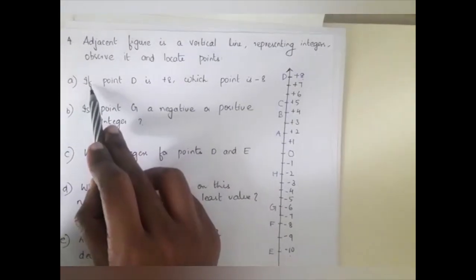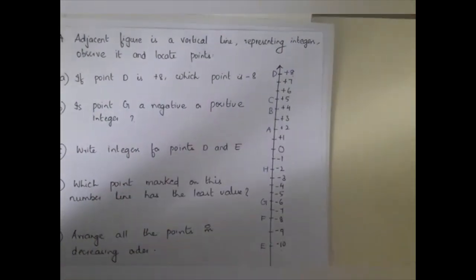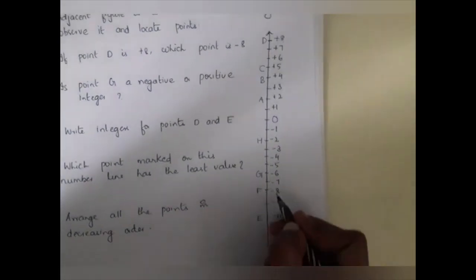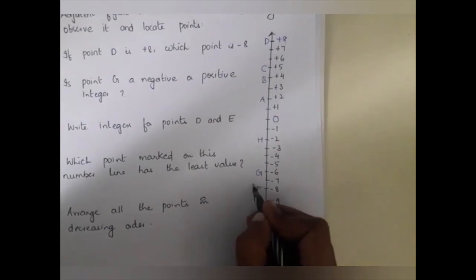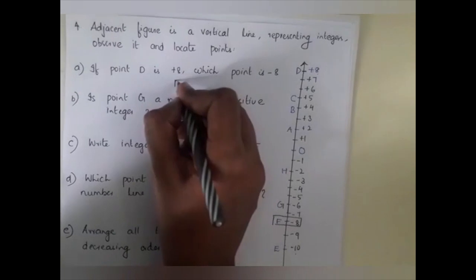So first read the question. If point D is positive 8, which point is minus 8? So here point D is positive 8. Which point is minus 8? So here minus 8 is given. Which is the point minus 8? F. So the answer is F.